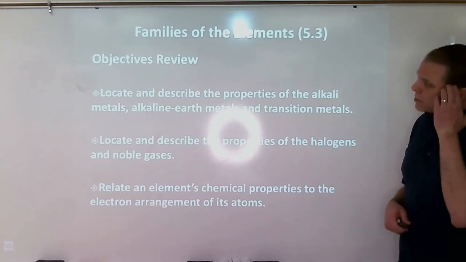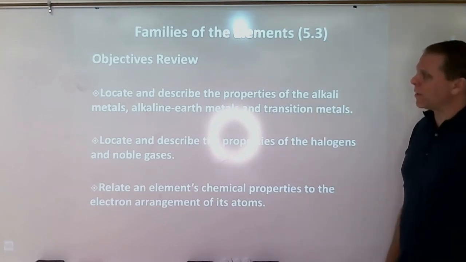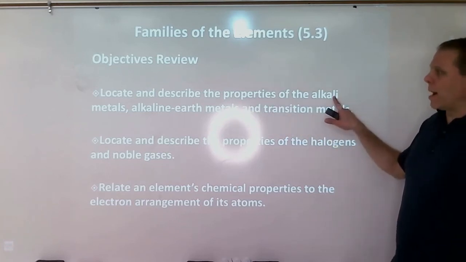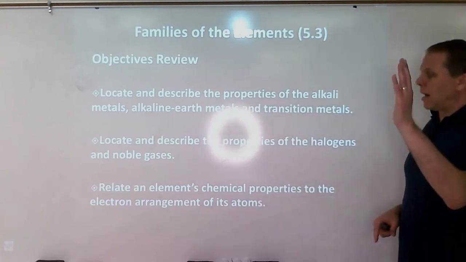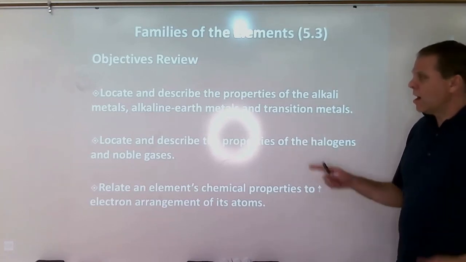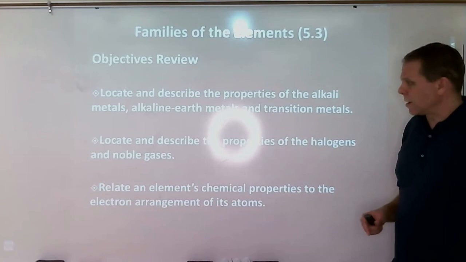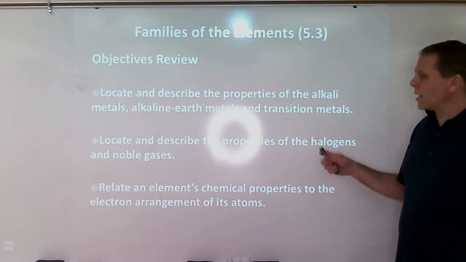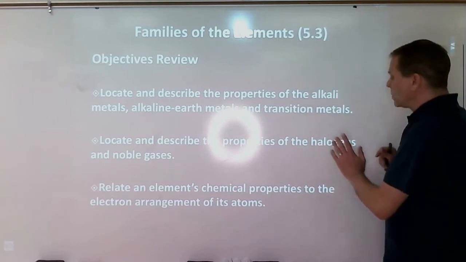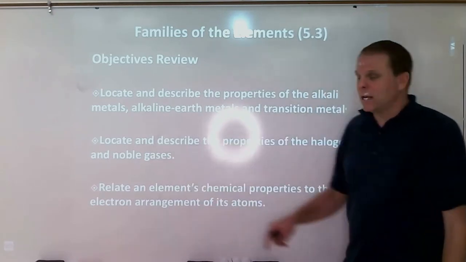So that kind of covers what we're talking about here today with our families of elements. We can now, right, tell you a little bit more about the alkali metals, alkaline earth metals, where they are on the periodic table, and the transition metals, right? We know where those are. We even know where the inner transition metals are. And we can locate and describe the properties of halogens and noble gases, the far right side. Group 17, group 18, right?